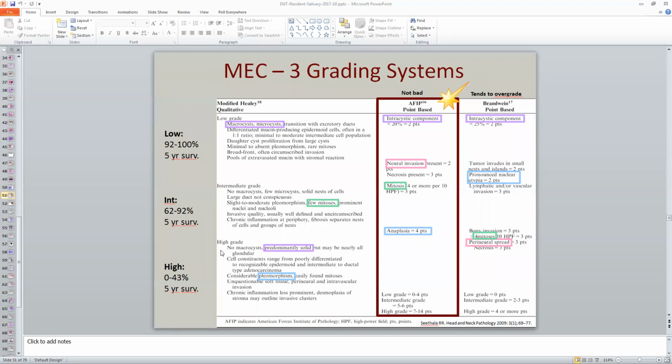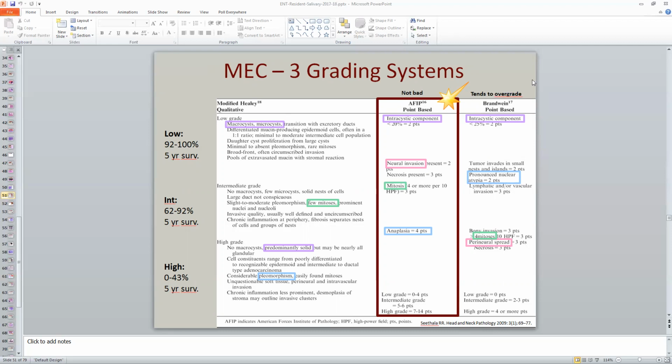We talked before about the low, intermediate, sorry, I don't have the right slide here, but there are many grading systems for mucoepidermoid carcinoma, all of which assign either points or histologic characters that will define a low and intermediate or a high grade tumor. I will change this star here that says not bad for the AFIP system to actually, this tends to undergrade. The Brandwein system tends to overgrade, and then these others end up somewhere in the middle.